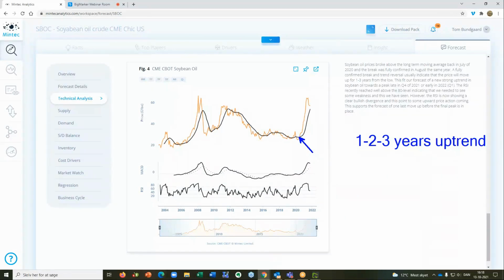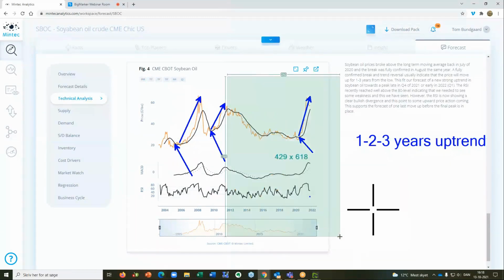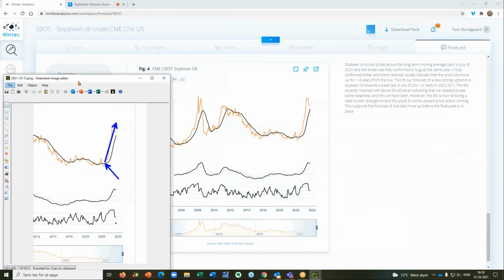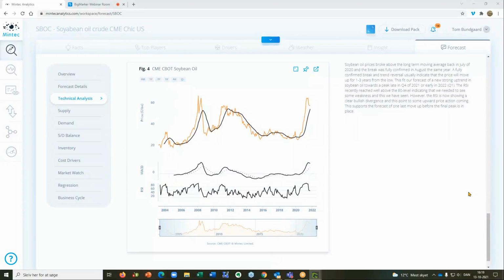So that signal is the same signal we saw over here. It's the same signal we saw over here. And what needs to happen is an increase like that, or an increase like that, or in this case, an increase like that. So it's following totally the same pattern that we've seen many times before. So that is the technical analysis for you.